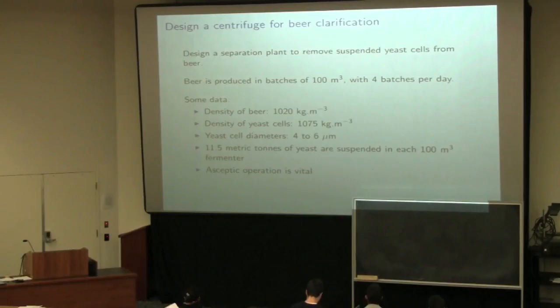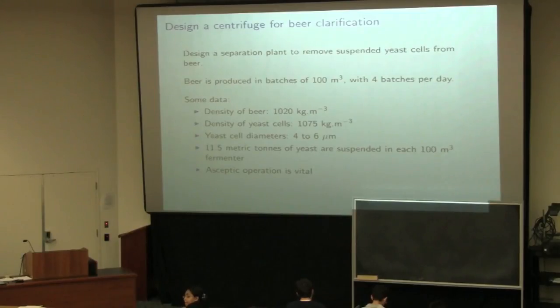Now, centrifuges rely on that density difference. That's the principle of centrifugal operations. As long as there's a density difference, we can create a separation between the two. And in this case, that density difference exists. It's fairly substantial. We'll see a case next where the density difference is much smaller, and we'll need a much larger centrifuge to create that separation.